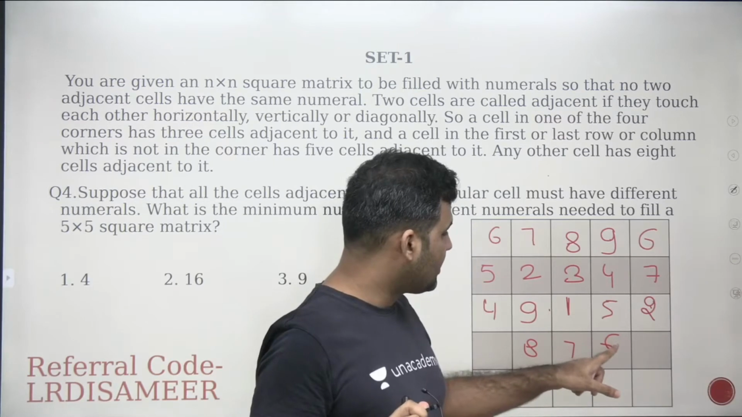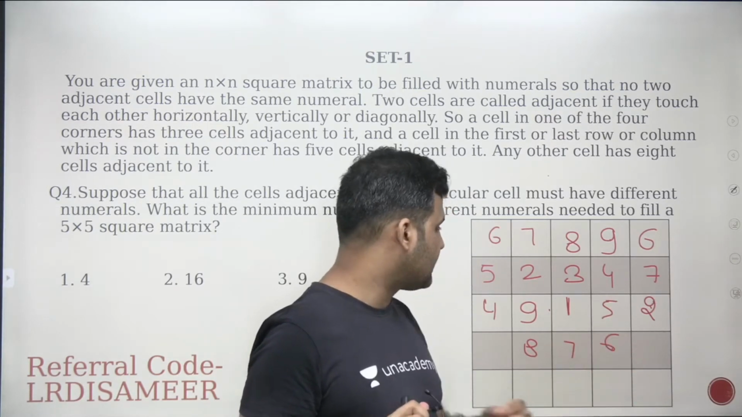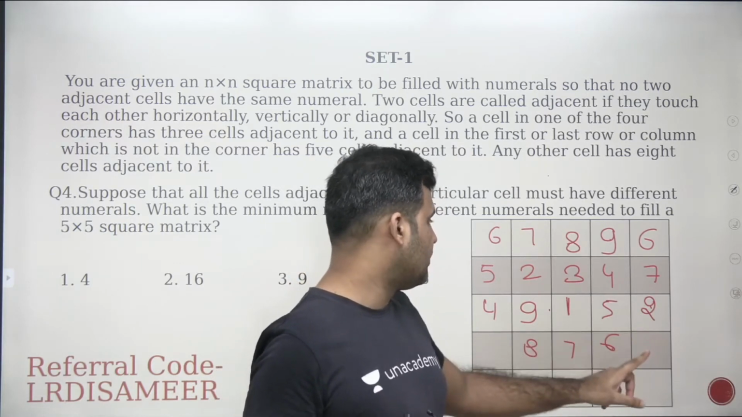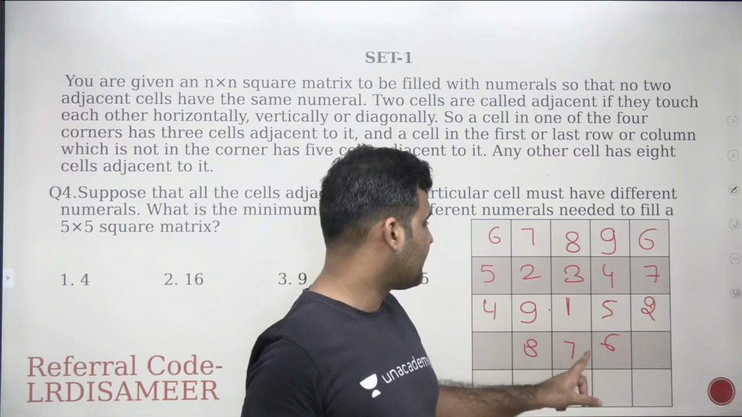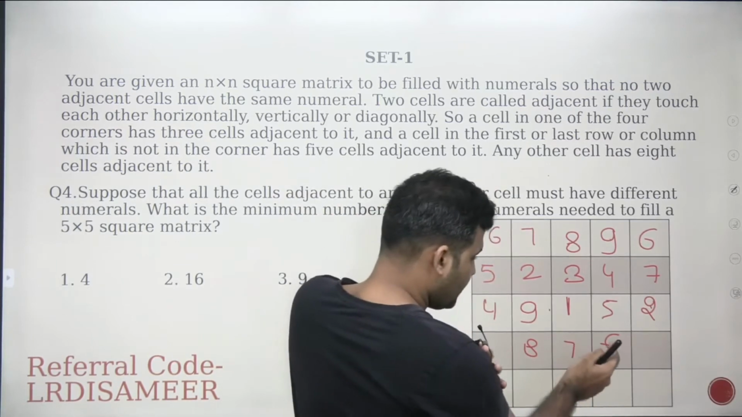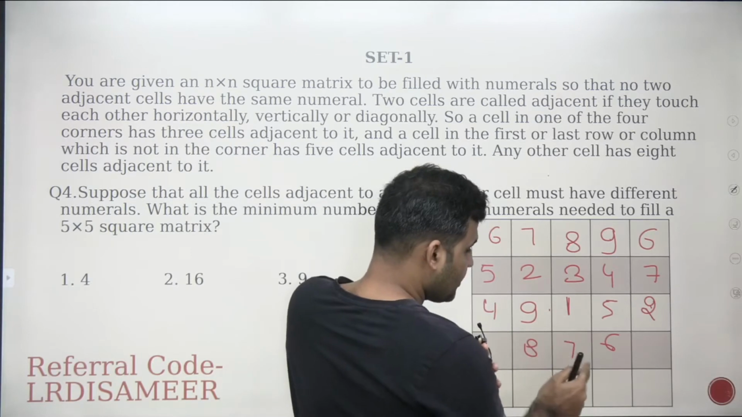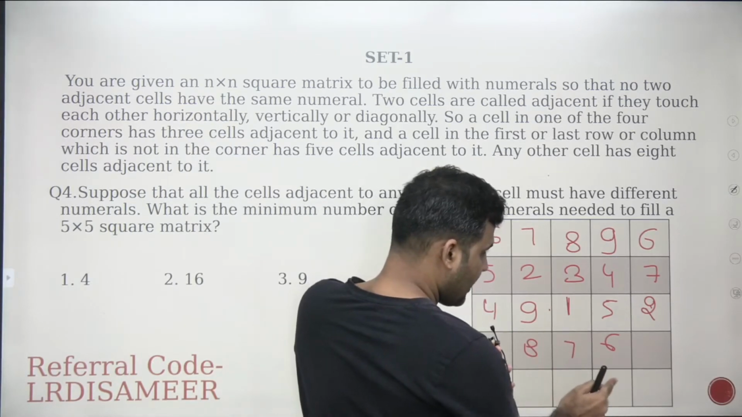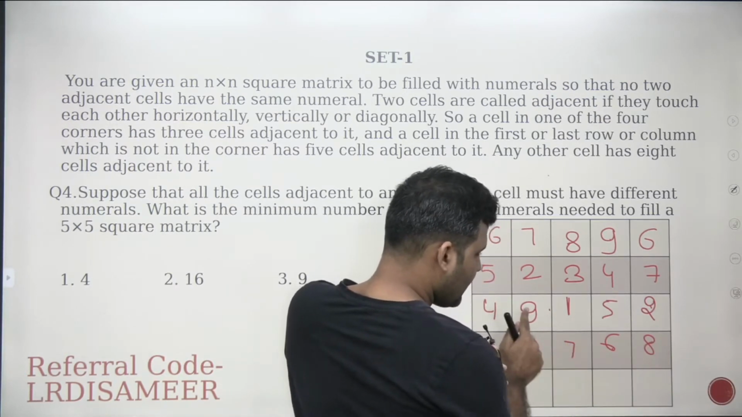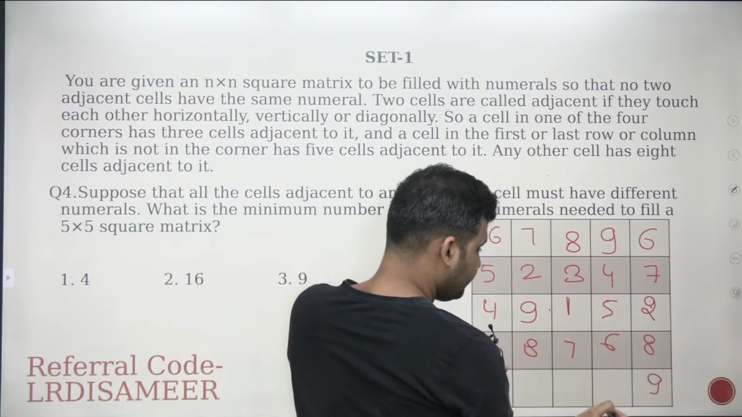You see that 6 is being used here. 1, 2, 5, 7 have been used. What I'm left with is 3, 4, 8 and 9, which are supposed to be used. Now you see that 7 is here, and 7 has a cell adjacent to it with 8. So this cell cannot have 8, this cell cannot have 8, so I can use 8 here. 7 also has 9 adjacent, so I cannot use 9 here, I cannot use 9 here, so 9 has to be used here.